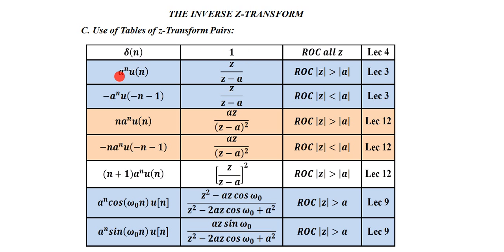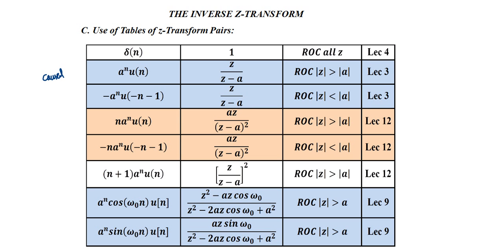The second one is a raised to n into u of n. This is a standard causal signal, so you need to remember it is a causal signal. For this causal signal, the transform is z by z minus a, and modulus of z greater than a is the ROC. The detailed explanation is given in lecture 3, and you need to remember this result. If you compare the third one, you can see that again it is z by z minus a. So for both signals, the answer will be the same.